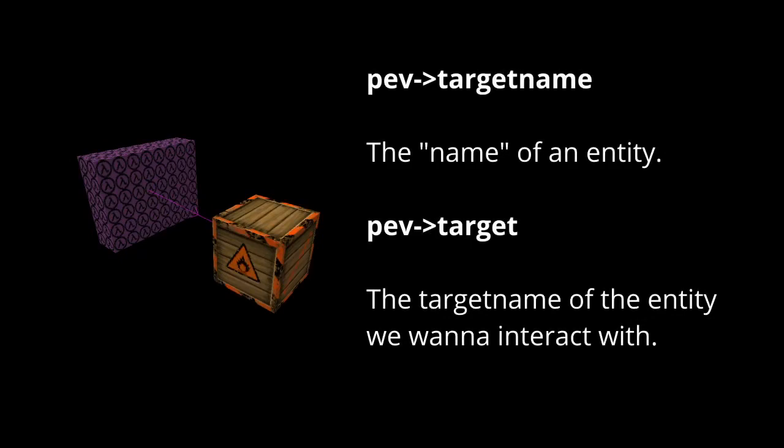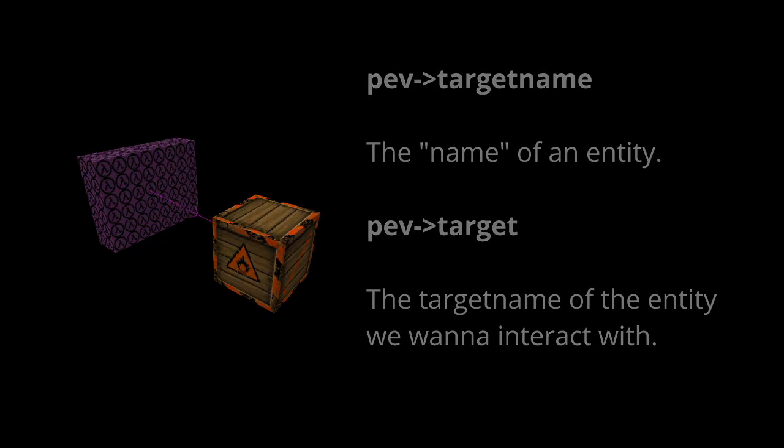pev->targetname is the entity's name specified by the mapper. You can use it to print warnings into the console in case a mapper uses your entity incorrectly. pev->target is the entity's target field, also specified by the mapper. You can use it to find other entities, which we'll cover in an upcoming video.